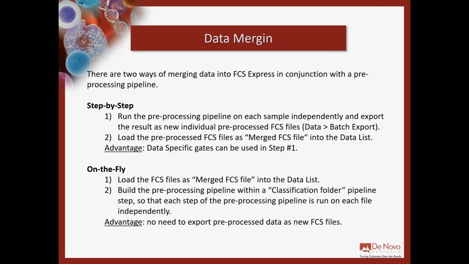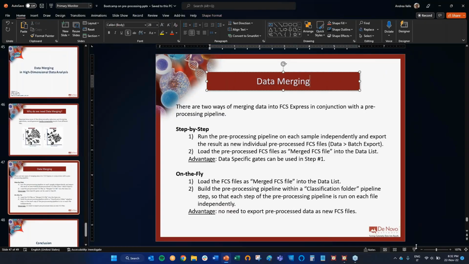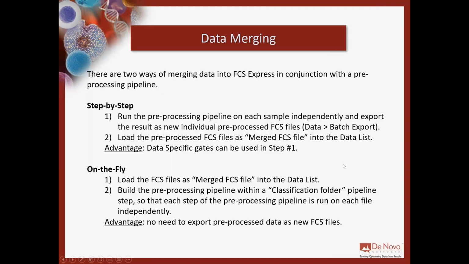In FCS Express, there are two ways in which you can merge the data. We will see both of them, because sometimes it's quicker, easier and more efficient to use one strategy, and in some other scenarios it's easier and faster and makes more sense to use the other strategy. The first one I call step by step, because it requires you to run the pre-processing pipeline, so gating and so on, on each individual file, export the pre-processed file as an individual file, and then merge them.